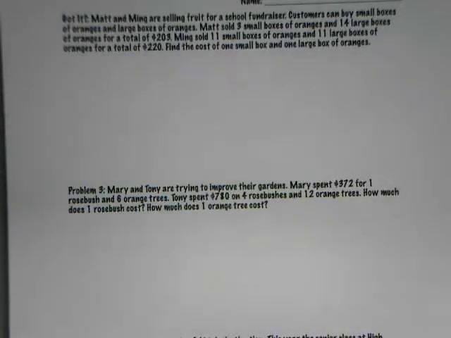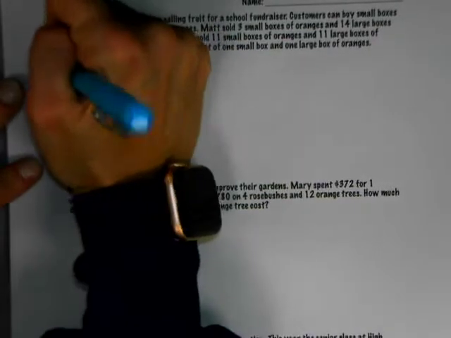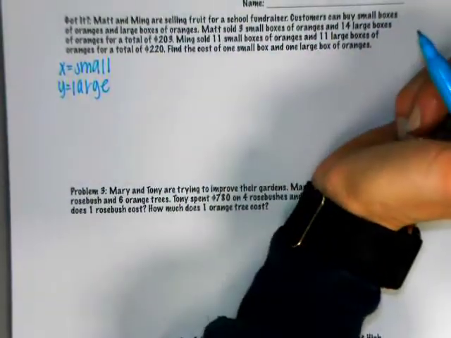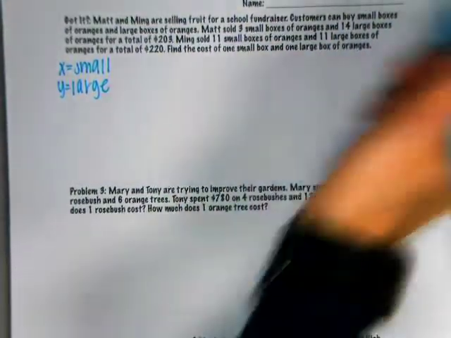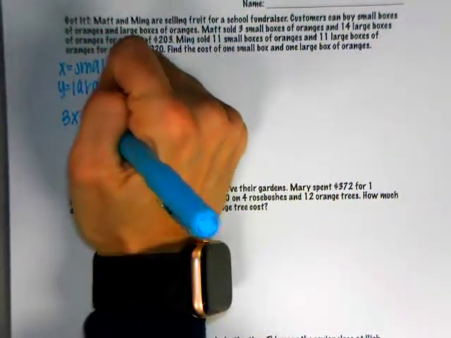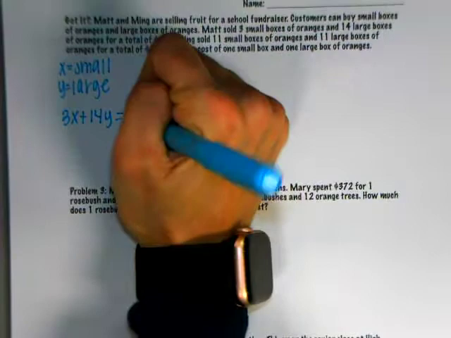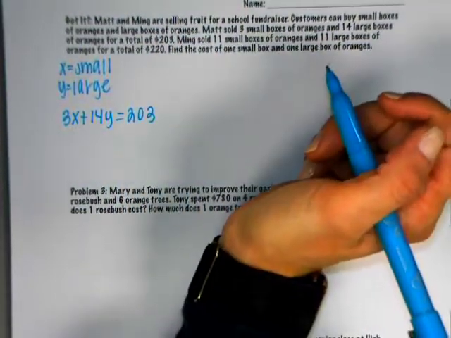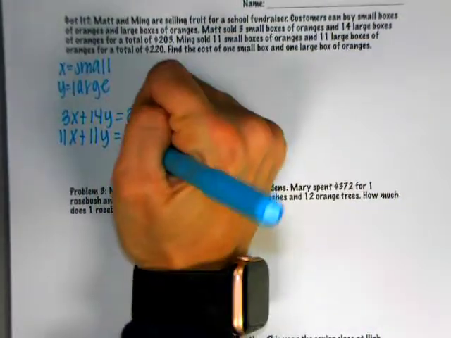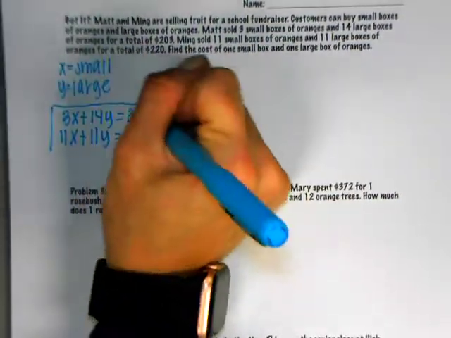So it says, Matt and Ming are selling fruit for a school fundraiser. Customers can buy small boxes of oranges and large boxes of oranges. So I'm going to make X the small boxes and Y the large boxes. Matt sold 3 small boxes of oranges and 14 large boxes of oranges for a total of $203. So that would be 3X plus 14Y equals 203. Ming sold 11 small boxes of oranges and 11 large boxes of oranges for a total of 220. So this is what your system should look like.